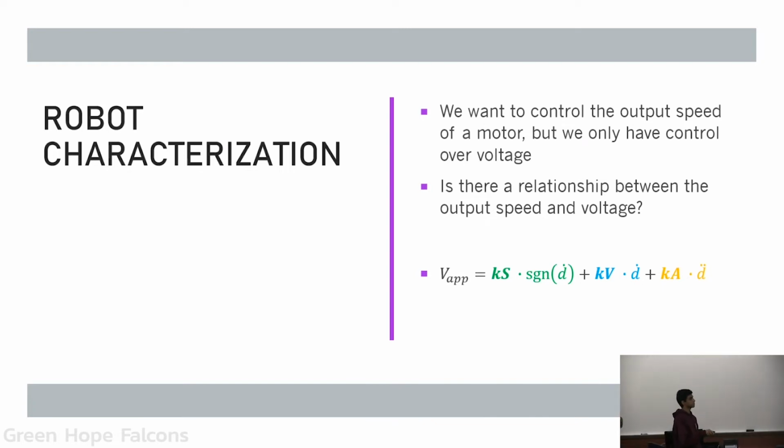So the first term here is the static friction term. So if I have my robot here, and I give it 0.5 volts, will it move?